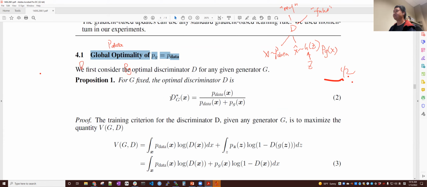In the first theorem, they say that if G is fixed, the optimal discriminator D looks like this. They have some proofs, so I'll skip that. If you have PG equal to P data, your optimal discriminator would equal 1/2, because this one equals this one.